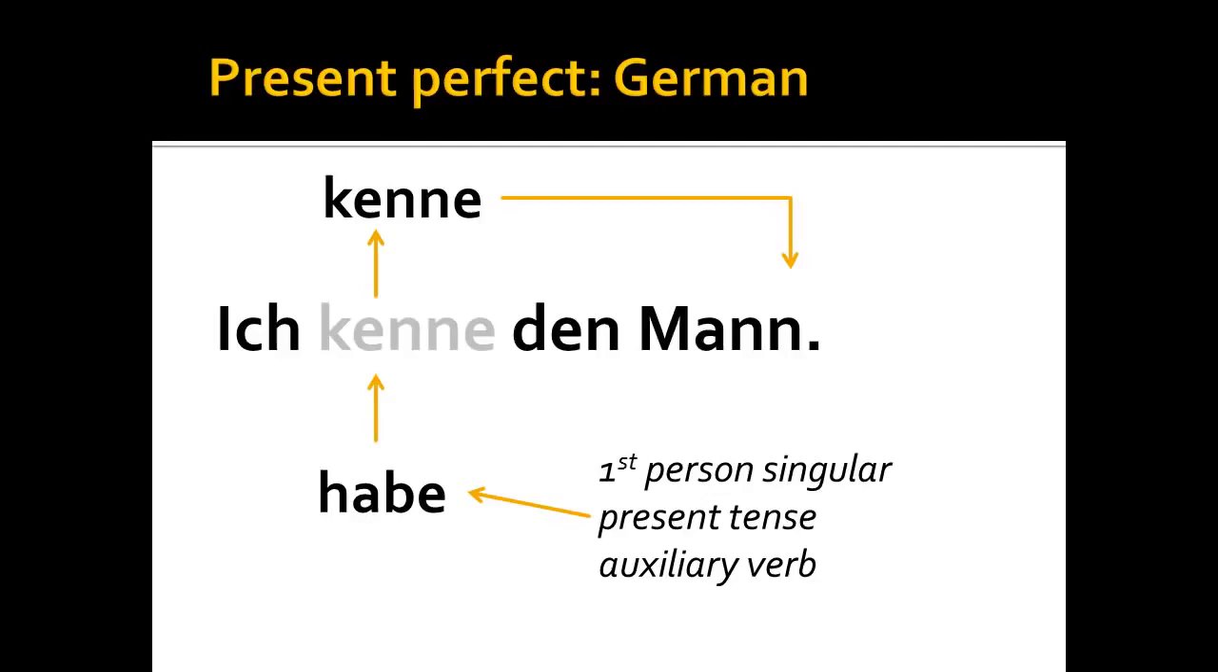But once I remove it from the second position, that leaves a gap in the sentence that I need to fill with an auxiliary verb. Here, I'm going to use the auxiliary verb habe, which agrees with the subject of the sentence. Subject, ich, first person singular personal pronoun, agrees with the first person singular present tense auxiliary verb habe. So, ich habe den Mann.